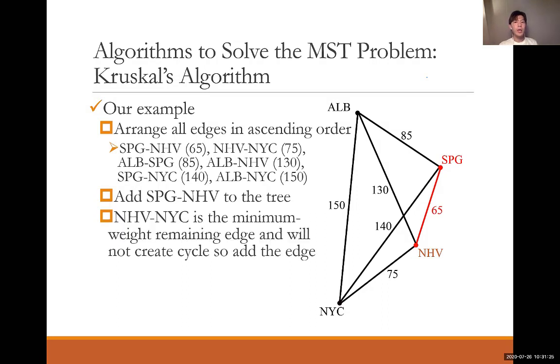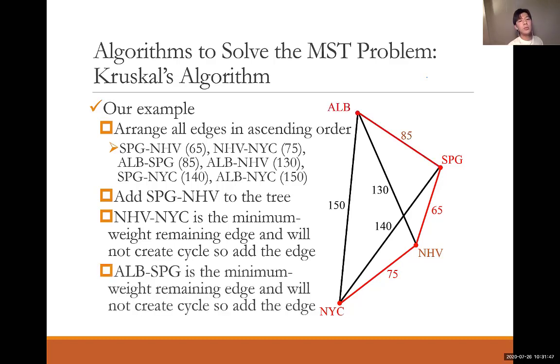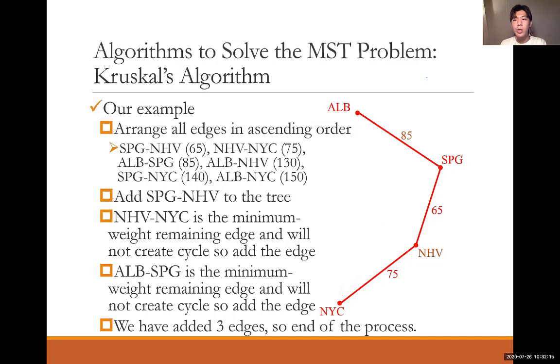And then we think about the second smallest edge, which is the edge between New Haven and New York City. We can see that it does not create a cycle when added to our tree, so we can simply put it in our tree as well. And then we think about Albany to Springfield, which is the third smallest edge in our example. It does not create a cycle either, so we simply add it. We have already added 3 edges to our tree, and remember we have 4 vertices in our example, so it reaches the end of the process. This is our minimum spanning tree.